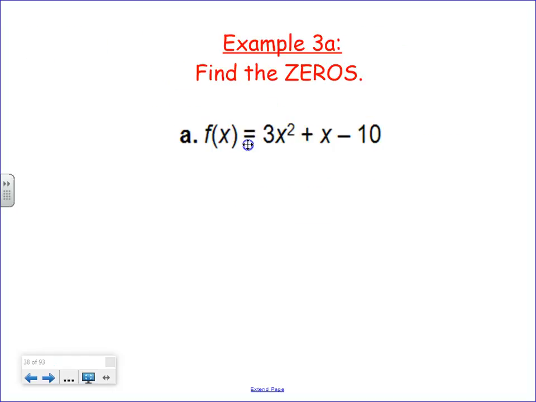So, find the zeros, otherwise known as find the x-intercepts. The solving clue is set. And some of you, wait, pencils down, pencils down, pencils down.